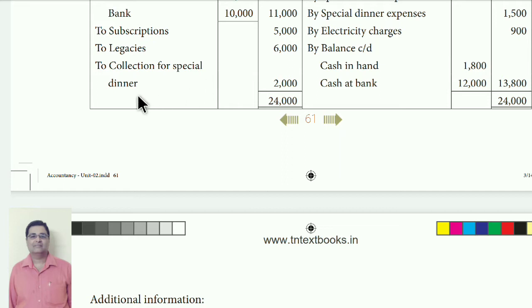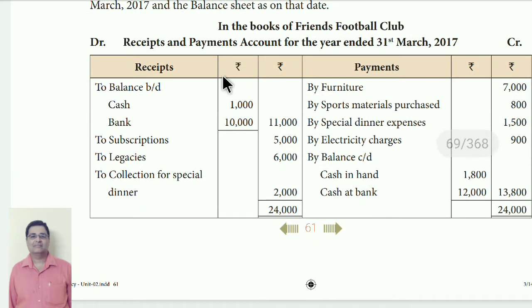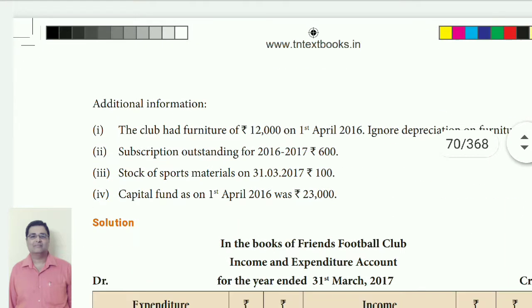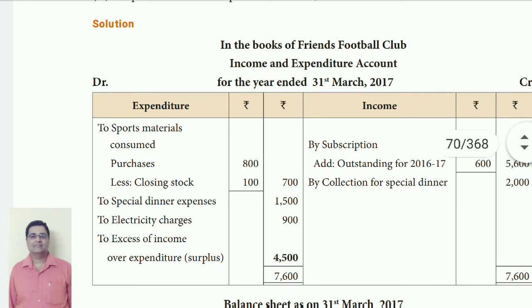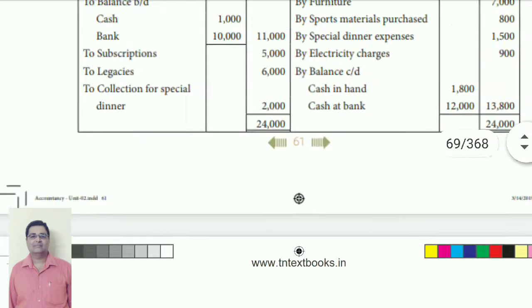Collection for special dinner rupees 2,000. So this 2,000 receipt means income. So collection for special dinner 2,000. So we have to write in the income side. Income side, collection of special dinner rupees 2,000. Next one.